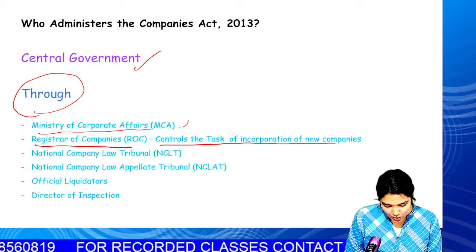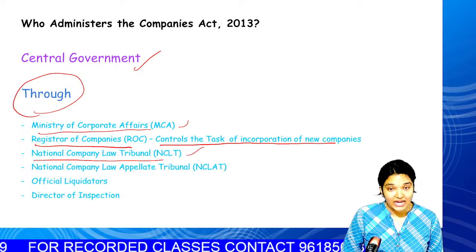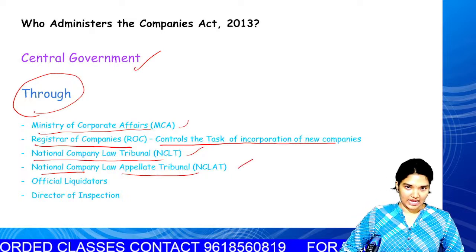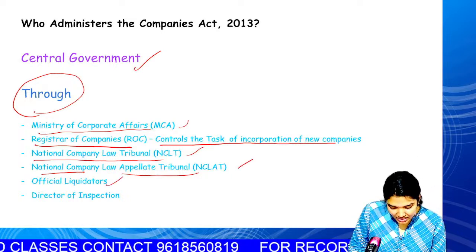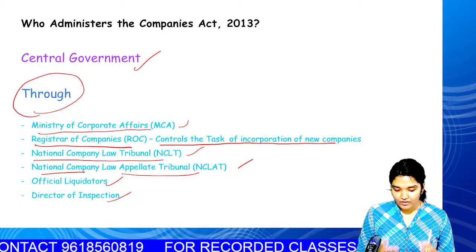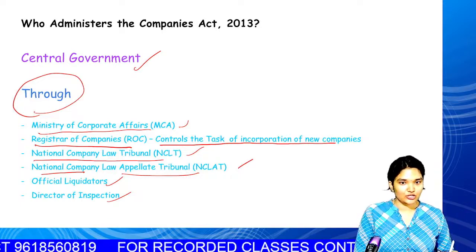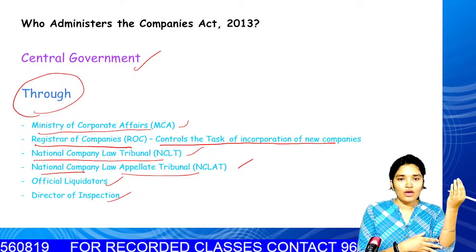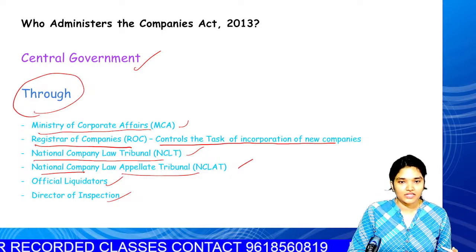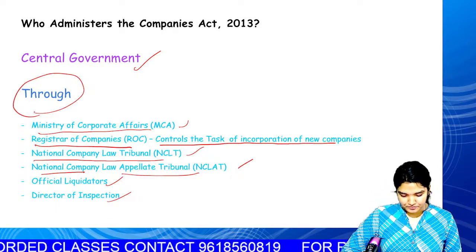And the next bodies are the National Company Law Tribunal, NCLT, and the National Company Law Appellate Tribunal, NCLAT. Then we have official liquidators and the director of inspection. All these bodies are for the administration and regulation of the Companies Act. Who is monitoring all these bodies? The central government. Are we clear?